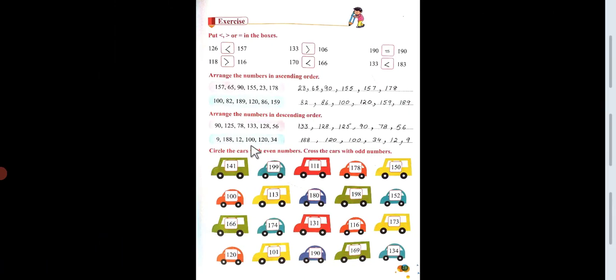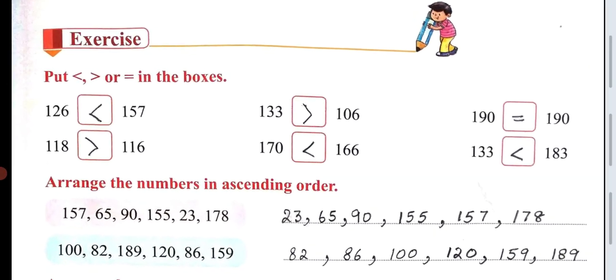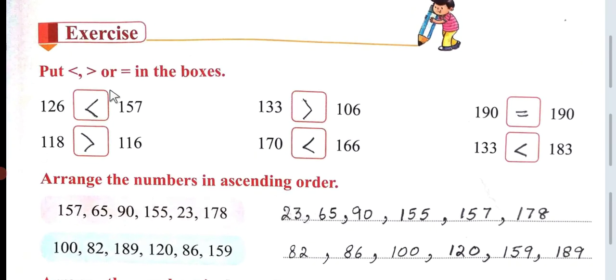So let's move to the exercise. Please see. Put bigger than, smaller than, or equal to in the boxes. You have to see and tell which number is the bigger number and which number is the smaller number. You can do it by yourself also. So 126 and 157. 157 is bigger, so you put the sign like this. 116 and 118, you put the sign like this. 133 is bigger than 106, so you put the sign like this. 170 is bigger than 166, you put the sign like this.